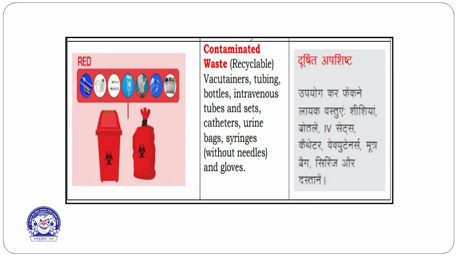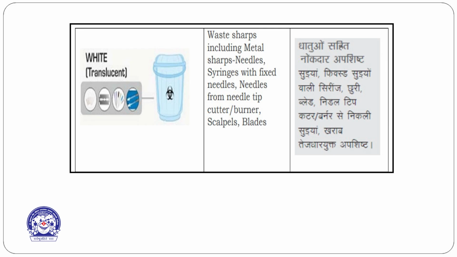So coming to the brief summary, for red bags, the contaminated waste which is recyclable like vacutainers, tubings, bottles, intravenous tubes and sets, catheters, urine bags, syringes without the needles and gloves. Coming to the white translucent containers, in these we can place waste sharps including metal needles, syringes with fixed needles, needles from needle tip cutter or burners, scalpels, blades or any other contaminated sharp object that may cause puncture and cuts.